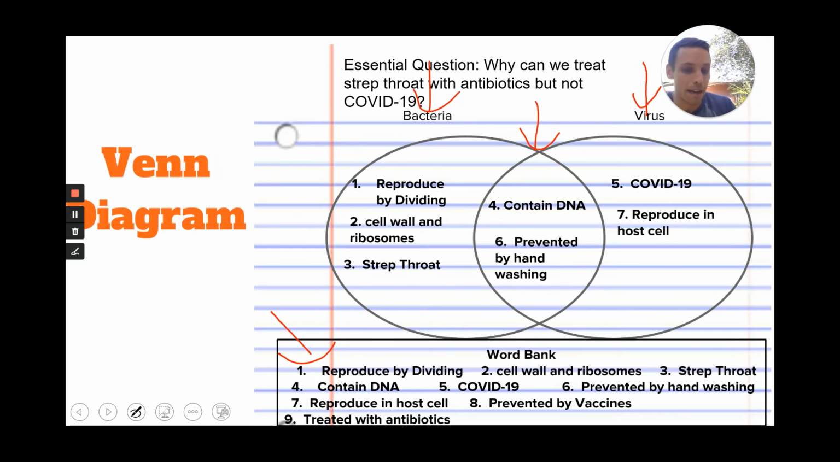Number eight, prevented by vaccines. Well, that says it here on virus, but that should actually go in the middle column. So if you put it under virus, that should go in the middle column. All right. And then number nine, treated with antibiotics. That would only be bacteria. So go ahead, fix whatever needs to be fixed. Make sure number eight goes in the middle column because they both can be prevented by vaccines.